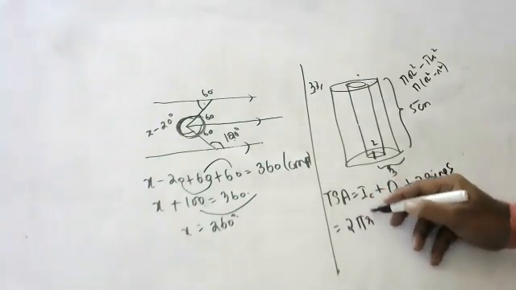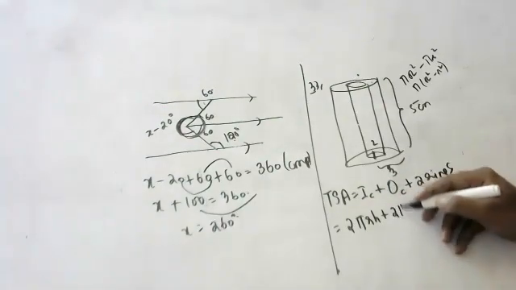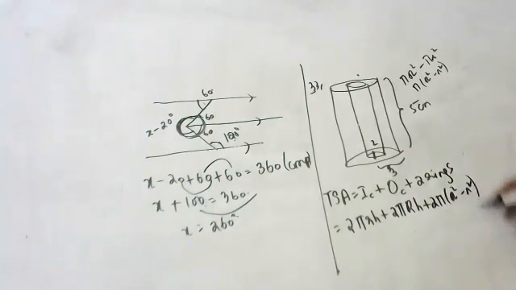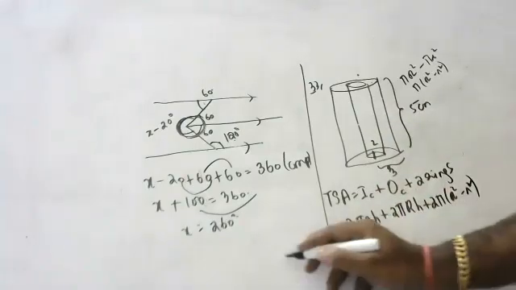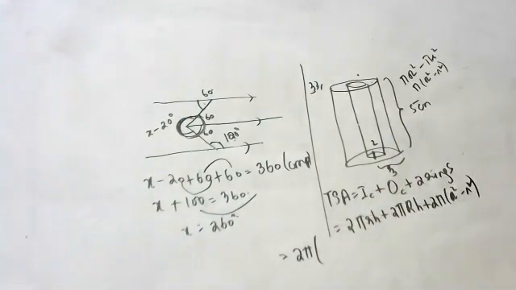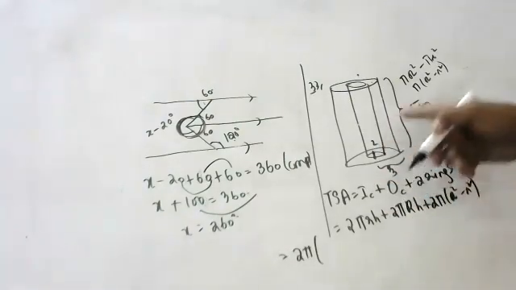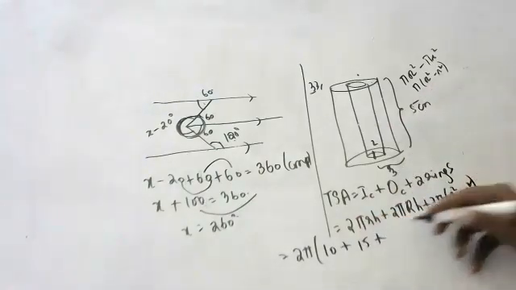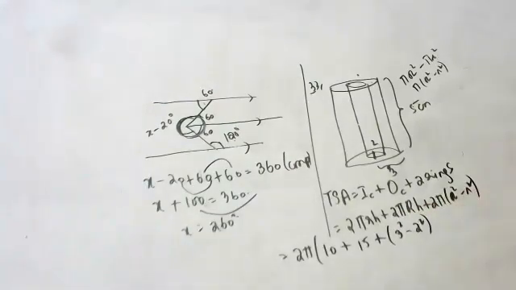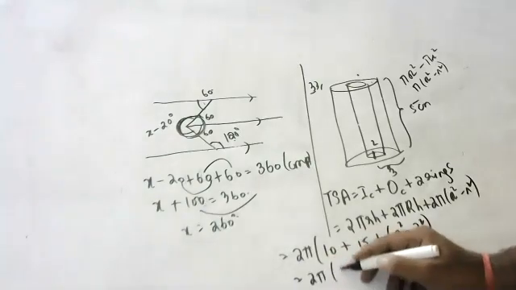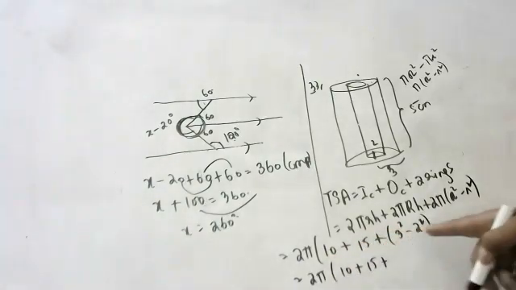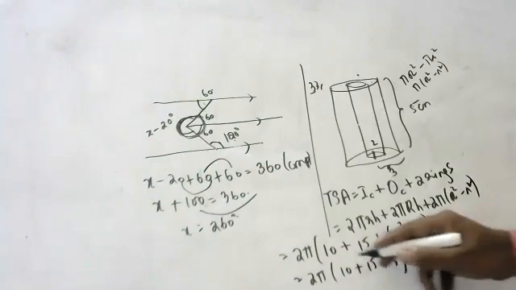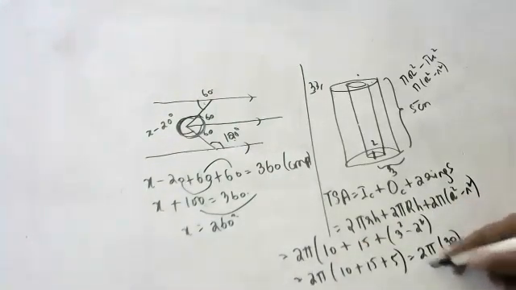Inner CSA is 2 pi r h plus outer CSA 2 pi R H, plus 2 pi times R square minus r square. In everything 2 pi is common, let's take 2 pi common. Smaller is 2 pi r h: 2 times 5 is 10, plus bigger 3 times 5 is 15, plus 3 square minus 2 square. Easy, no? So 2 pi into 10 plus 15 plus 5, which is equal to 2 pi of 30. That is how much?